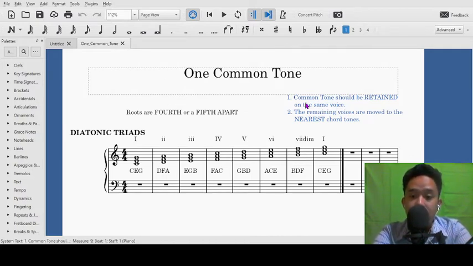Second, the remaining voices are moved to the nearest chord tones. As you can see, I capitalized the word nearest because this is a keyword in this sentence, because we want to achieve the smoothest voice leading results. We can only achieve that if we move the voices to the nearest chord tones.